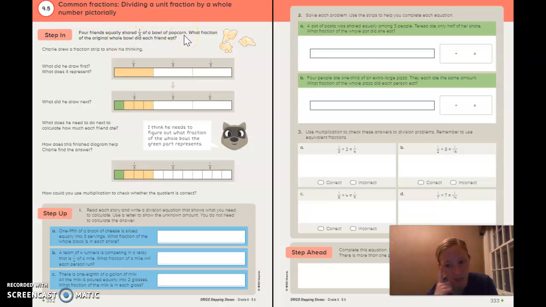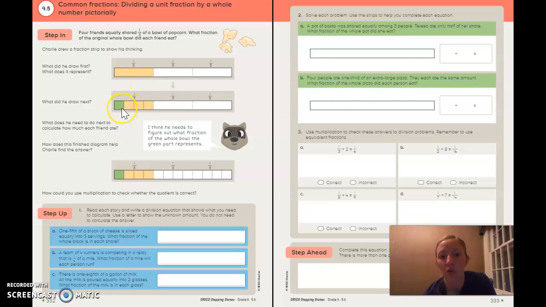So I'm already taking mental note that they're sharing 1/3 of a bowl. They're not actually sharing the whole bowl. Okay, what fraction of the original whole bowl did each friend eat? So I know he drew this bar to represent the whole bowl of popcorn. Now, as I mentioned earlier, they didn't actually eat the whole bowl, they ate 1/3. So this portion right here represents what the 4 friends are sharing.